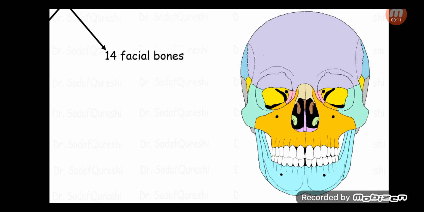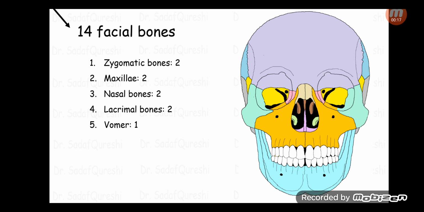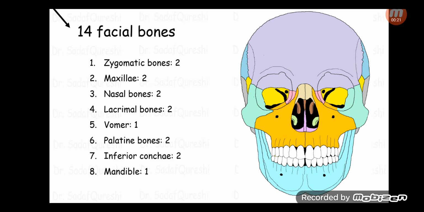Talking about 14 facial bones, the facial bones are zygomatic bones, maxilla, nasal bone, lacrimal bone, vomer, palatine bone, inferior conchae, and mandible. Here we can see that only vomer and mandible are single bones, or they are the bones that are only one in number in the skull, while zygomatic bone, maxilla, nasal bone, lacrimal bone, palatine bone, and inferior conchae are paired bones. That means they are two in each skull.